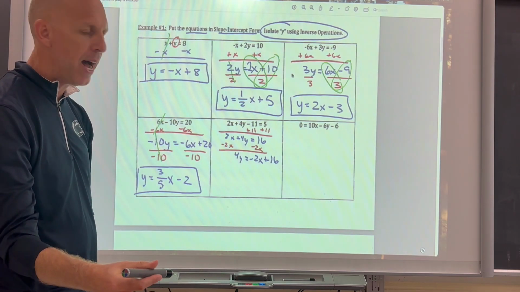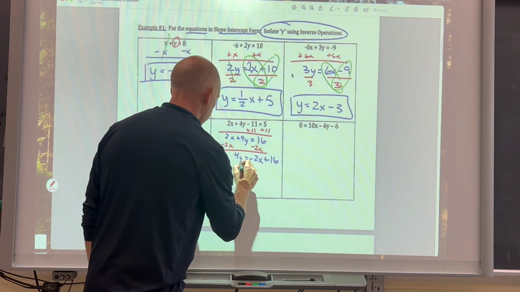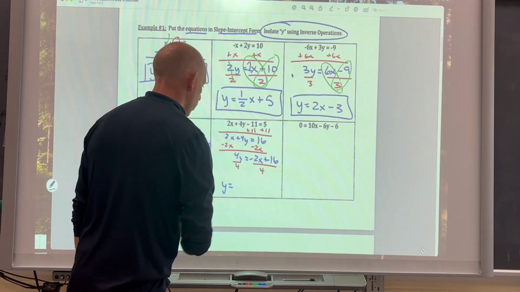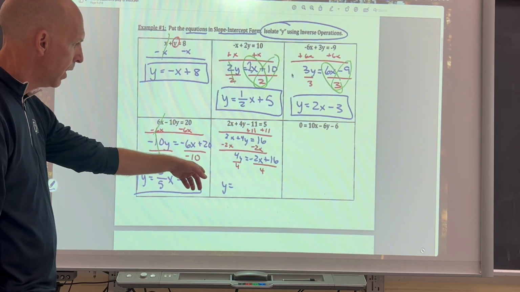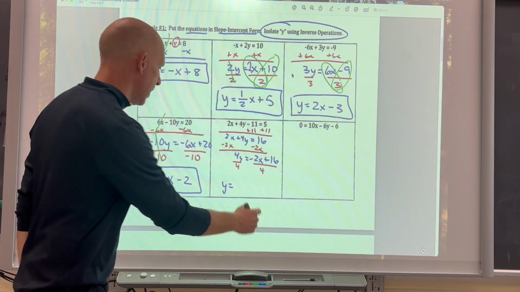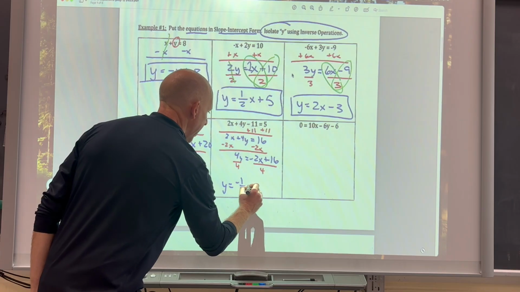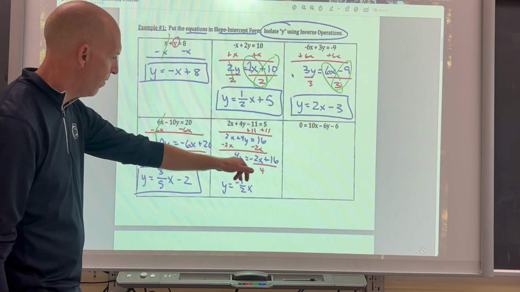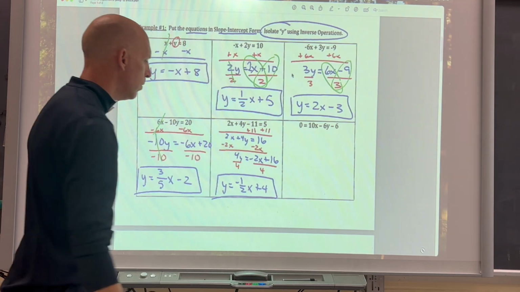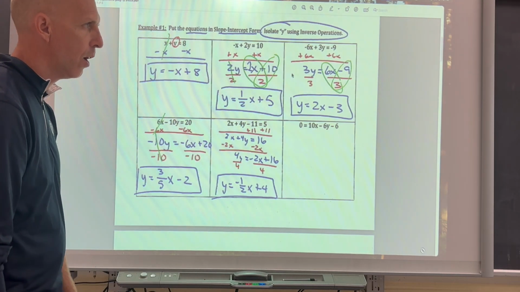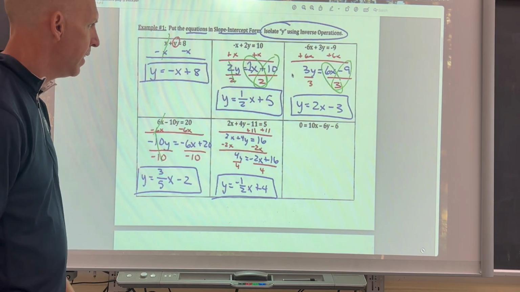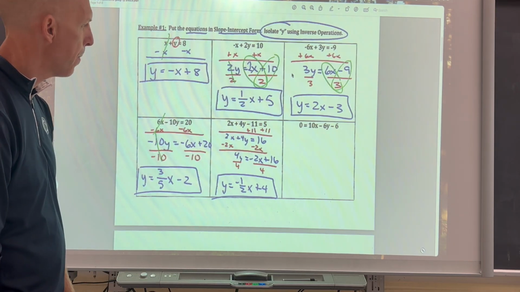What are we going to divide by? We're going to divide by 4. Y equals. Don't forget the y equals. Now, negative 2/4 simplifies to negative 1/2 x. 16 divided by 4 gives me 4. Y equals negative 1/2 x plus 4. Again, we'll be able to graph this very, very easy. We'll get into that in unit 3.